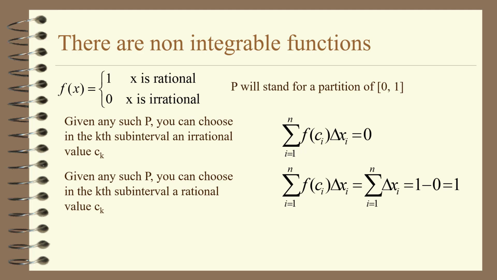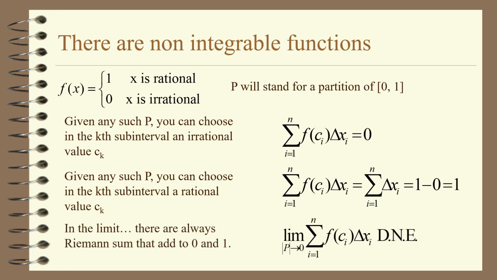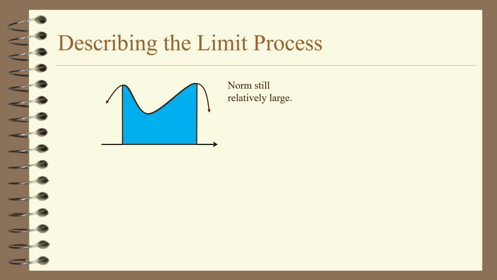That's 1. So in the limit, there's always a Riemann sum that adds to 0, and there is always another Riemann sum that adds to 1. So in the limit, it doesn't matter what the norm does. The limit of these Riemann sums doesn't approach one number, as there's always some that add to 0 and there's always some that add to 1. So this function is considered not integrable. So let's look at that limit process again.